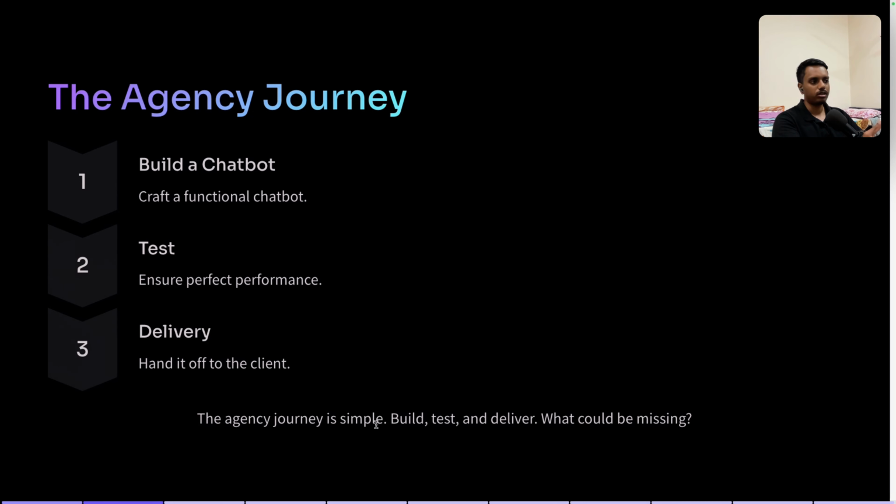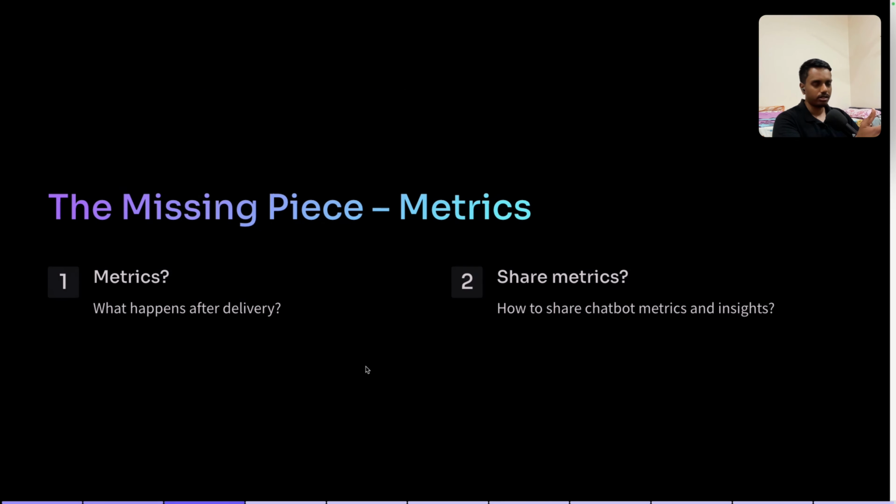So this journey seems simple, right? There's nothing complex in it, but what could be missing? Let's look at the missing piece. It's metrics. Once you have delivered the chatbot, how are you going to share the chatbot metrics with your client? How is the client going to know all the conversations that are happening between the chatbot and the users? How are they going to see all the feedback they're receiving, and all the leads being gathered by the chatbots? Right now there's no straightforward way of doing it, even though we have some methods which I'll explore later. They are very time consuming and very tedious.